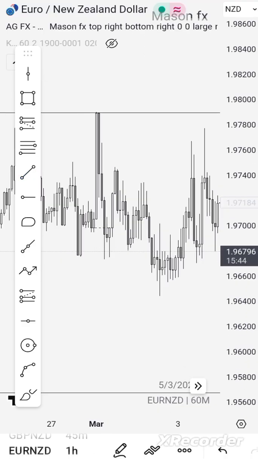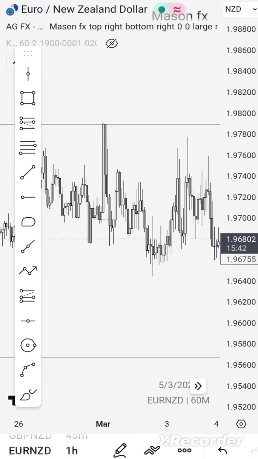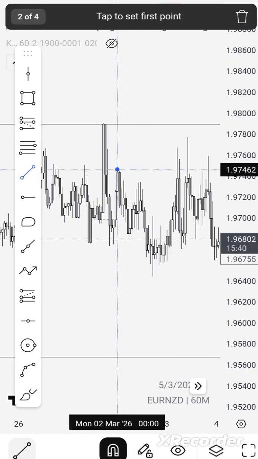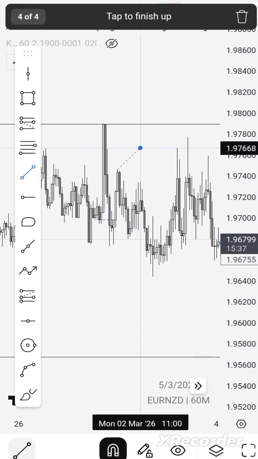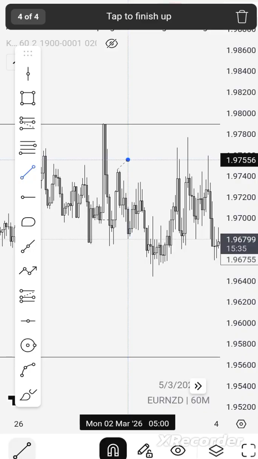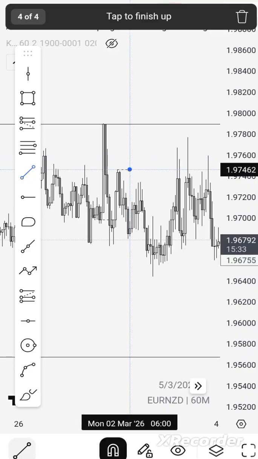Now, with this breakout on 1 hour, we have this first pullback. Can you see? That's our liquidity. So I'll mark it as my liquidity. So that's my first pullback, and that's my liquidity here.